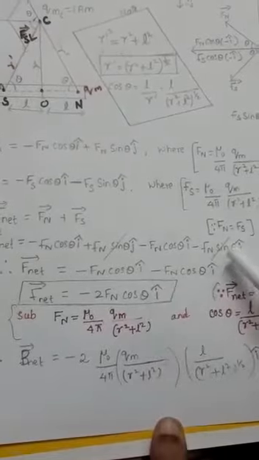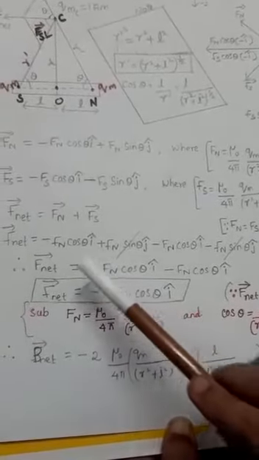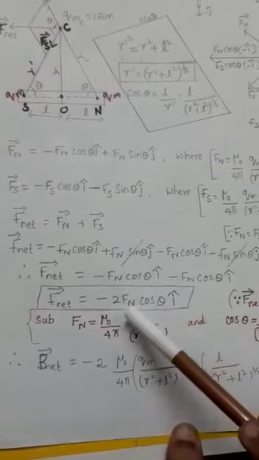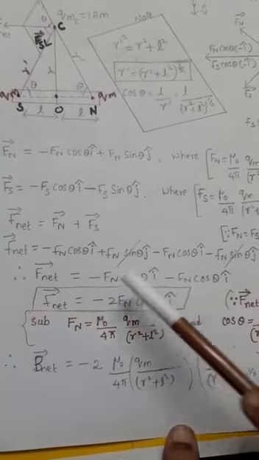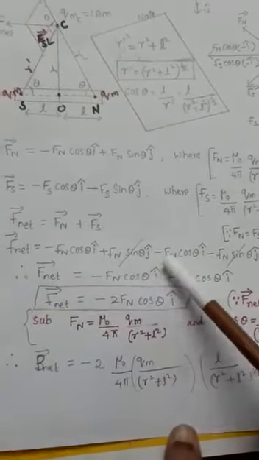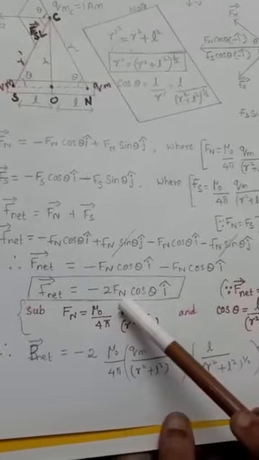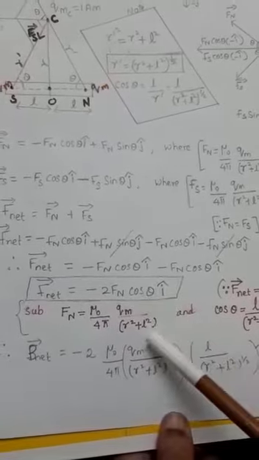You can cancel these two, so you will get minus Fn cos theta minus Fn cos theta I cap. You are getting minus 2Fn cos theta I cap. So you have to substitute the value of Fn and cos theta, right?